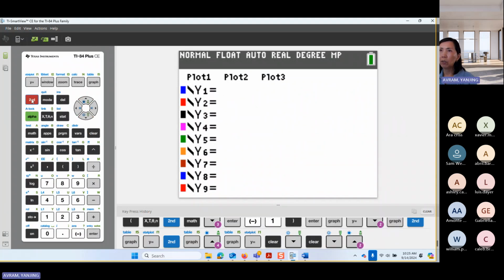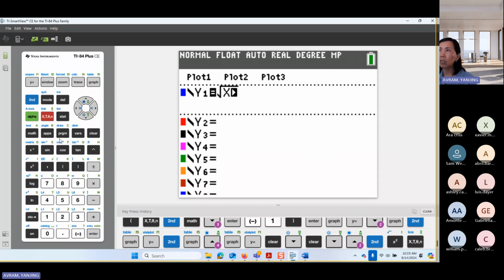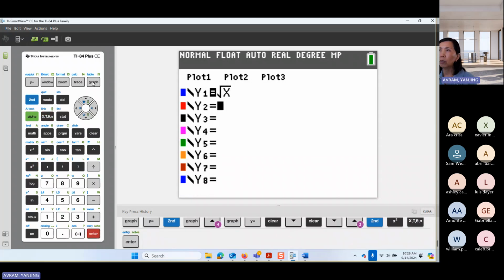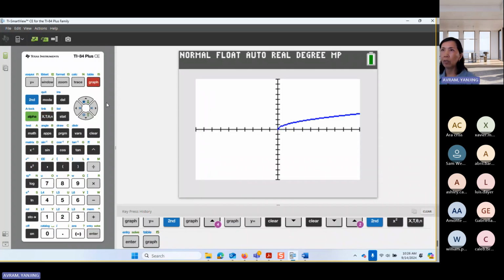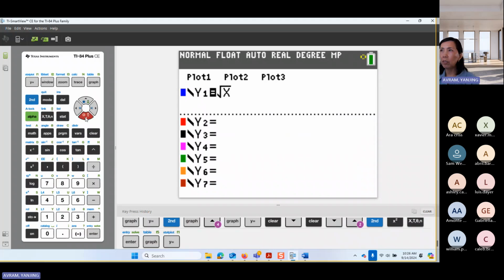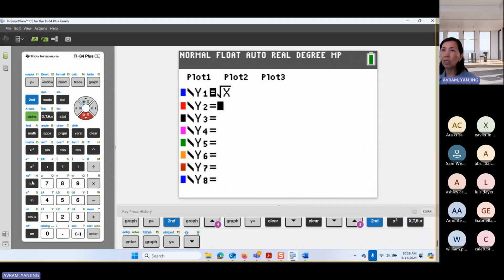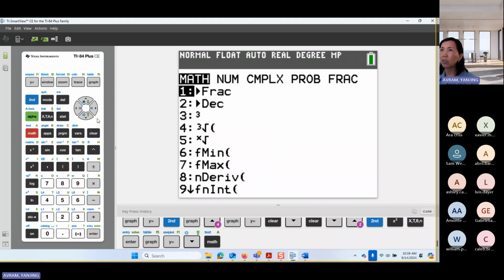You can have a square root, right? So in here, you have a square root. We graphed it earlier. That's the square root. And then we're going to have a cube root. The cube root here, you have to go to math, and then there's a cube root right here. This is any root.